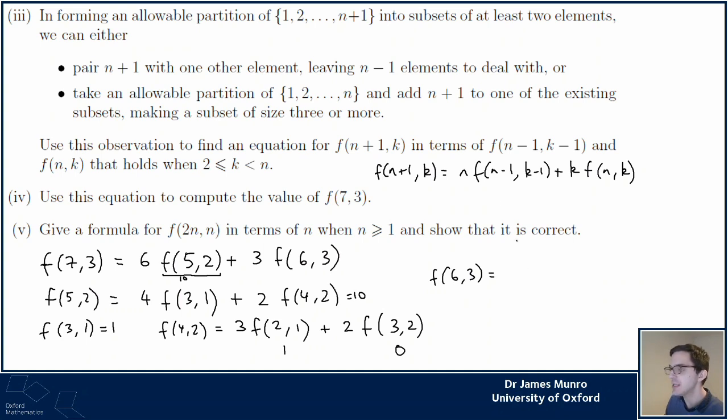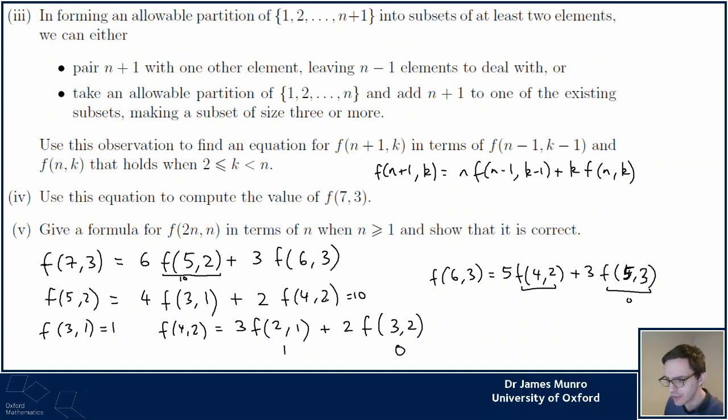Okay, f of 6, 3 is, I'll set n to be 5 and k to be 3. So that'll give me 5 f of 4, 2 plus k is 3 f of n, k. I've written the same thing for n and n minus 1. n is 5 here, isn't it? Yeah, because I've got n is 5 and k is 3. Okay, this last term here is 0 because there's not enough elements. It's part 1 again. If you want to split things into 3 subsets of size 2 or more, then you're going to need more than 5 of them. So this is 0.